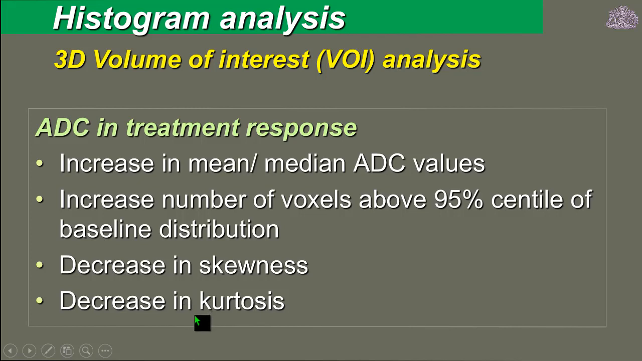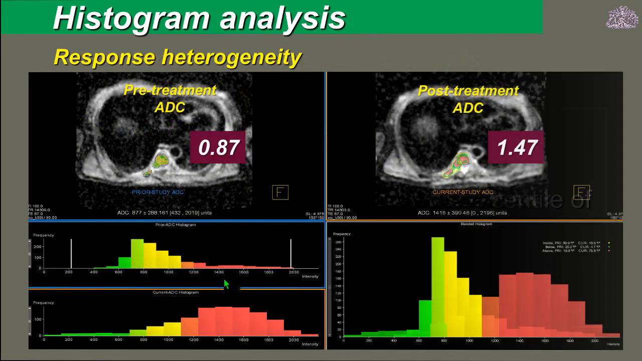The reason why we want to know these features is that when you look at treatment response, for example using ADC, and when you look at the histogram, you can also see changes in these parameters. So not only do the mean and the median increase, as you expect as the cells undergo cell death, there is also an increase in the number of voxels above the 95th centile threshold of the baseline distribution, which I will show you in a minute, and a decrease in skewness and kurtosis.